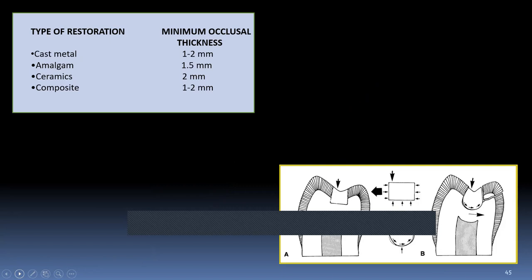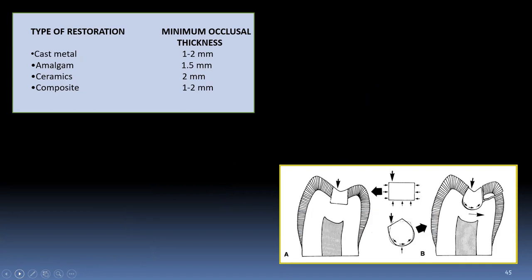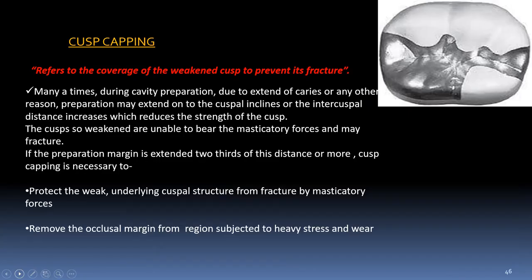Then depending upon the type of restoration, the minimal occlusal thicknesses should be, in case of cast metal, around 1 to 2 mm. For amalgam, at least 1.5 mm. Ceramics, 2 mm. And composite, 1 to 2 mm. Another terminology is cusp capping, which means there is a coverage of the weakened cusp to prevent fracture.